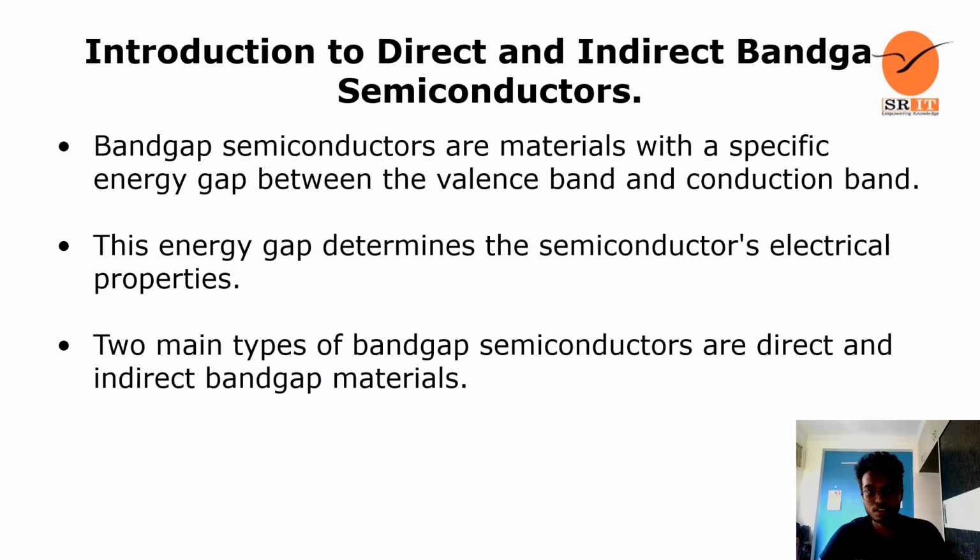Now we'll move on to the introduction to direct and indirect band gap semiconductors. These are materials with a specific energy gap between valence band and conduction band. Since these are semiconductors, as we have already discussed about the specific energy gap which falls under semiconductors, these are band gap semiconductors. This energy gap determines the semiconductor's electrical properties. Two main types of band gap semiconductors are direct and indirect band gap materials. That is, based upon the different band gap, the semiconductors are divided into two types. One is direct band gap semiconductors, and the other is indirect band gap semiconductors.